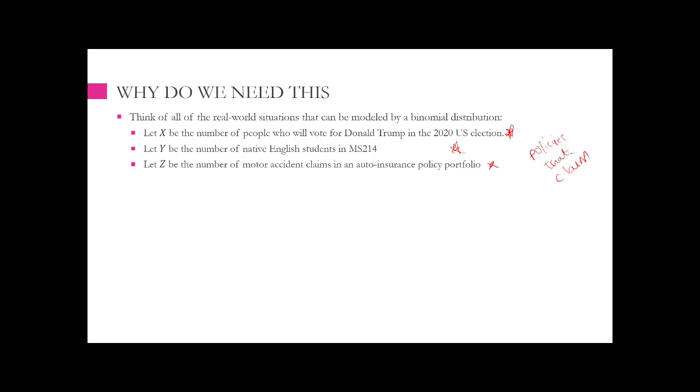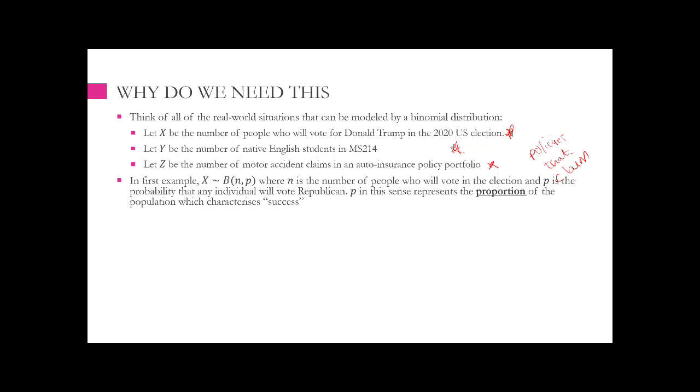In that sense, we've defined our trial to be any particular thing, and we've defined our success to be what we're interested in. As soon as you've met those two conditions, you can use a binomial distribution. For instance, in the first example, where X is the number of people that will vote for Donald Trump, we can model X as being some binomial with n and p, where n is the number of people who are actually going to vote in the election. That's your number of trials, and you can count how many people are your successes.